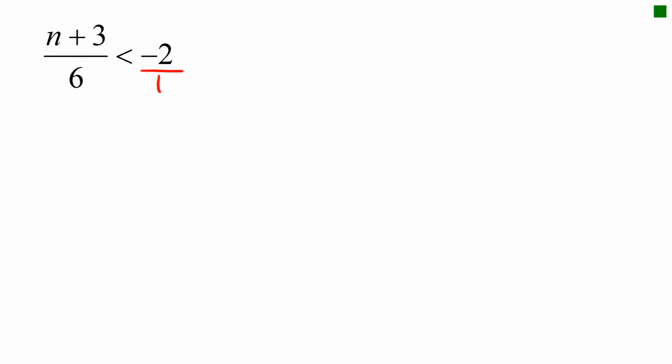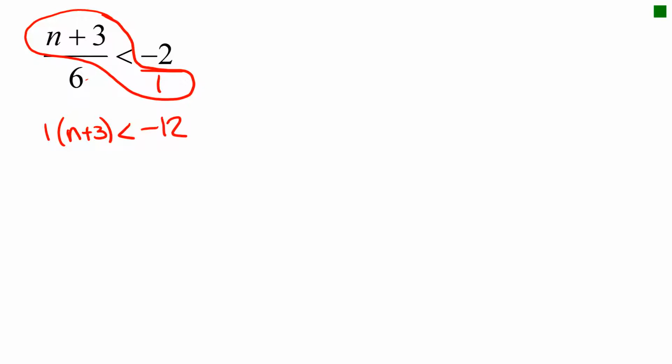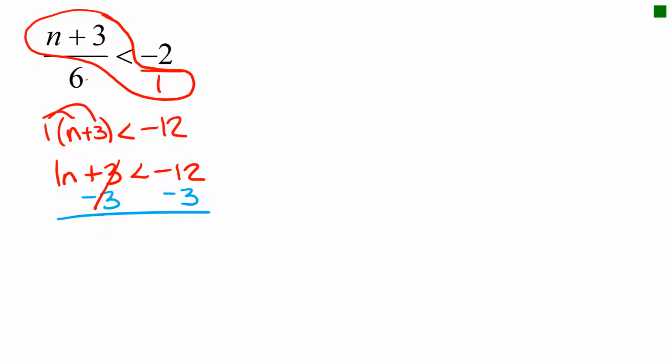Okay, next slide. Don't know why I left so much room, but let's go with this method. This is where I really like this method. Top left to bottom right, being very neat, not to lose any negatives. 1 times n plus 3, bring down that same sign, and then 6 times negative 2 is negative 12. 1 times n is 1n, 1 times 3 is 3, is greater than negative 12. I have a two-step equation, so I'm going to subtract 3. Those cancel, so I have n is less than negative 15.